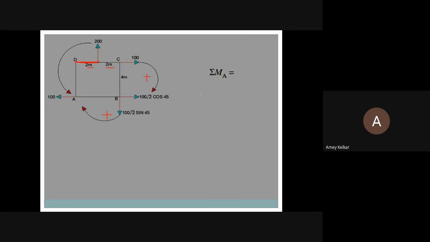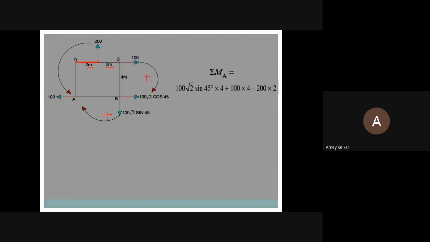So summation of MA, that is summation of moment. If you have got the answer, you can tell me, any one of you. Plus 100 into 4 plus 100 root 2 sine 45 into 4 minus 200 into 2. 100, yes.